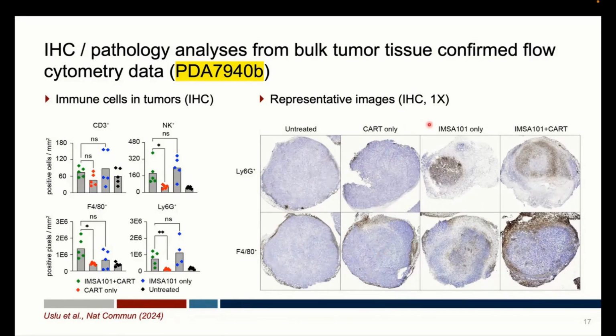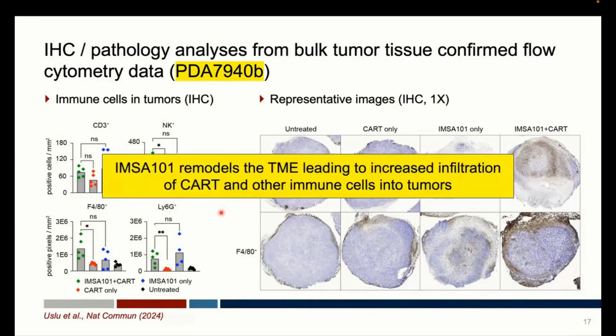But when you look at the STING-treated tumors, either STING alone or STING with CAR T cells, you can see that there is really a massive infiltration. You can see a lot of brown color inside of the tumors, which basically confirms the flow data and also the IHC data, which is quantified on this side. So based on this data, we can basically conclude that the STING agonist remodels the tumor microenvironment, leading to an increased infiltration of CAR T cells and other immune cells into the tumors.